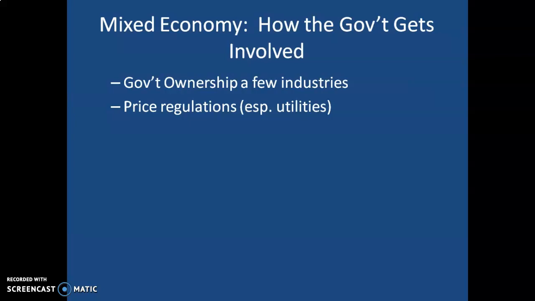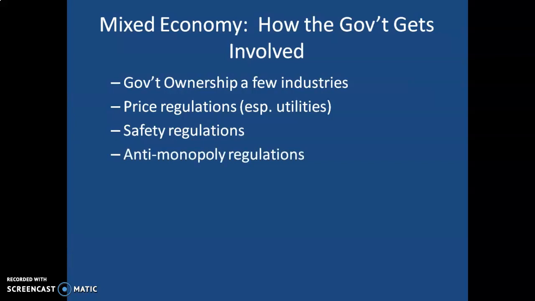There can be price regulations, especially in utilities, where electricity has a cap on what the electric company can charge. There can be safety regulations. Anti-monopoly regulations, meaning we don't want one company to control an entire industry. We can have tariffs and taxation that might be different for different industries or different companies.